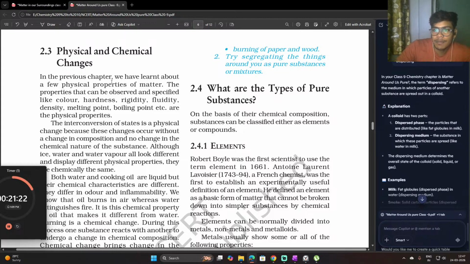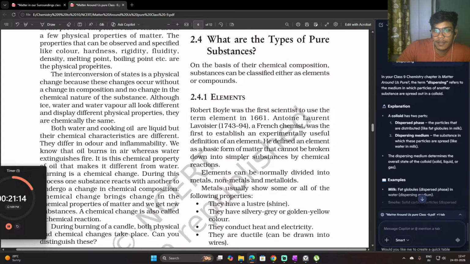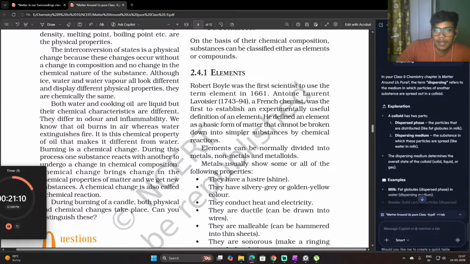In the previous chapter we have learned about a few physical properties of matter. The properties that can be observed and specified, like color, hardness, rigidity, fluidity, density, melting point, boiling point, etc., are the physical properties. The interconversion of states is a physical change because these changes occur without a change in composition and no change in the chemical nature of the substance.